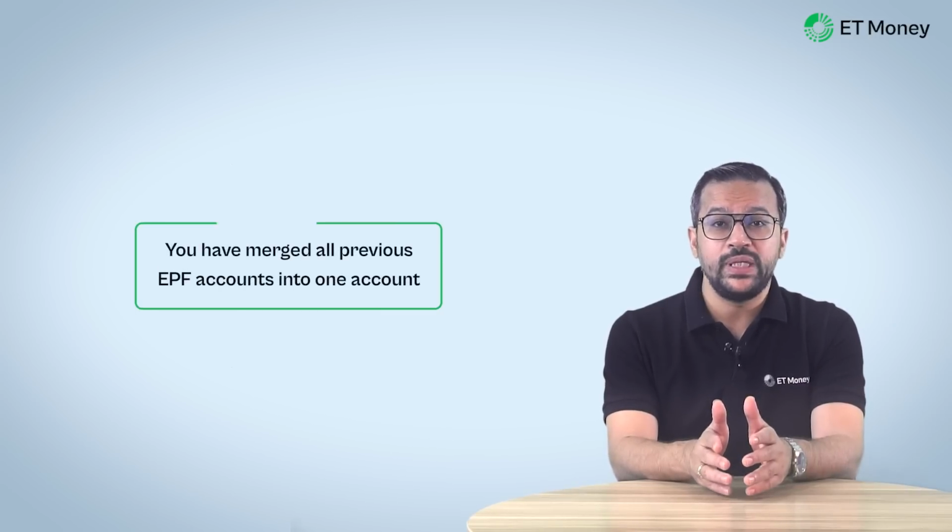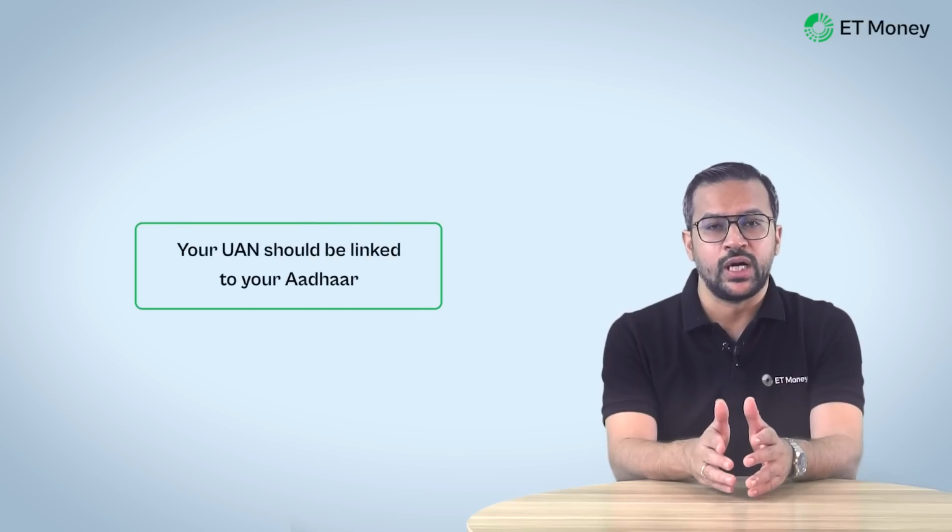But before you proceed to withdraw your EPF through this mode, do ensure you have merged all previous EPF accounts into one account. If you haven't done so, you can do so on the EPFO's unified portal as well. Your UAN should be linked to your Aadhaar, and all your KYC related formalities should be completed. After your claim request has been submitted, it takes about 20 days for the EPFO to process your claim.